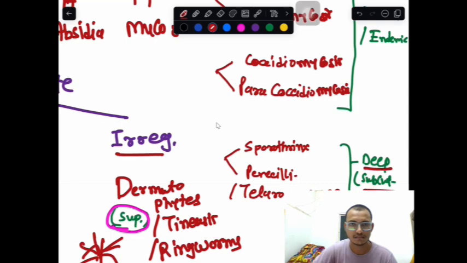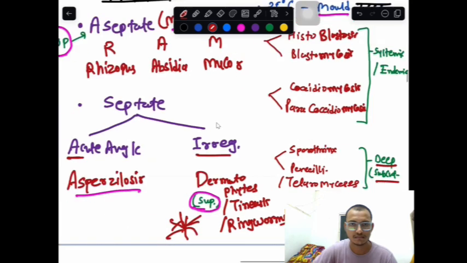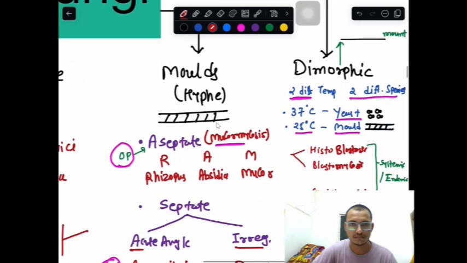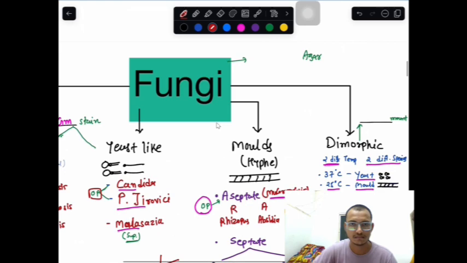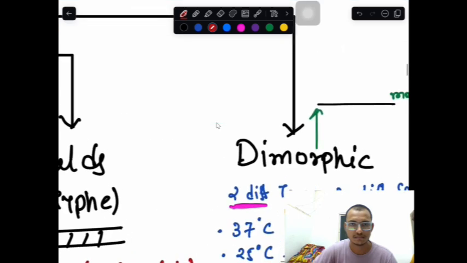Deep mycosis, subcutaneous infection. They invade the skin and involve the lymphatic system and our deep connective tissue, right? So if we want to stain our hyphae, how will we stain? We will stain it with LPCB mount, okay? LPCB mount.